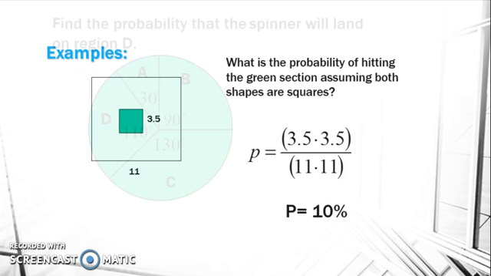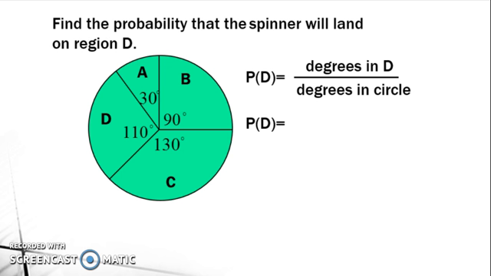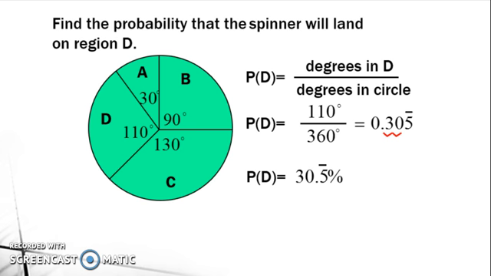The next section, find the probability that the spinner will land on region D. D is 110, and the whole circle is 360. So it's 110 over 360, and that's about 0.305, so it's 30.5%.